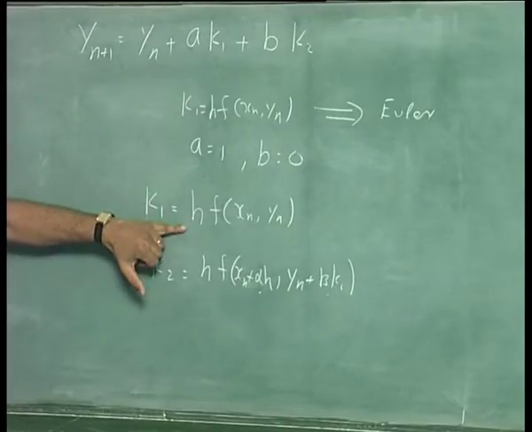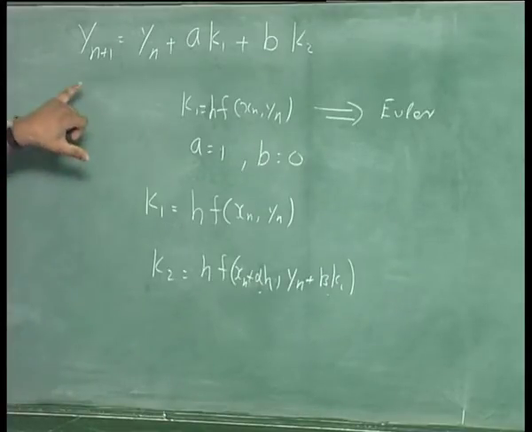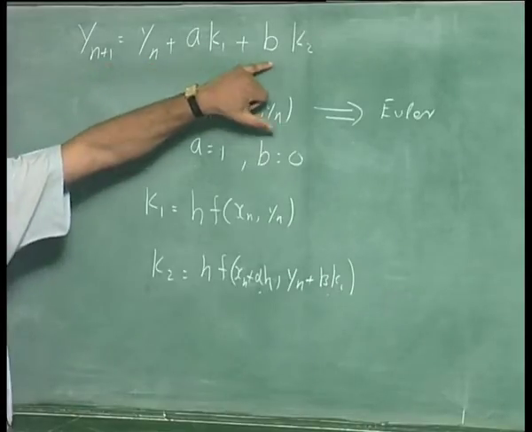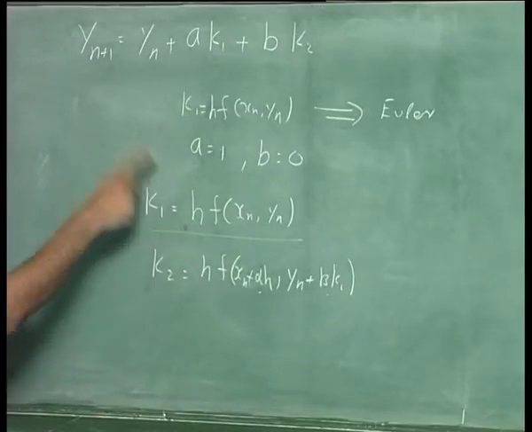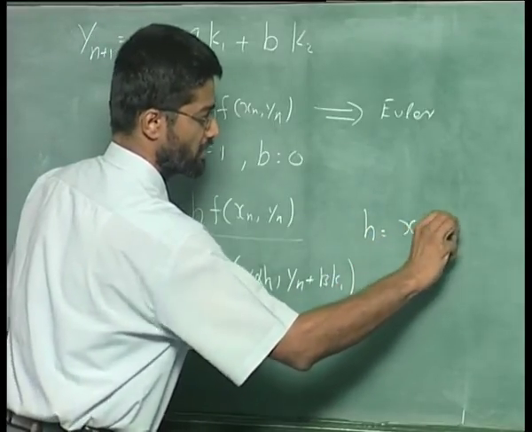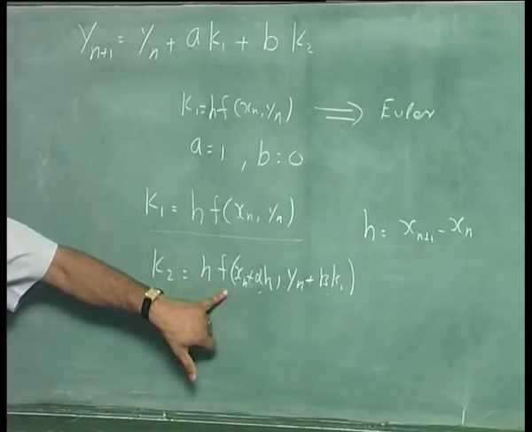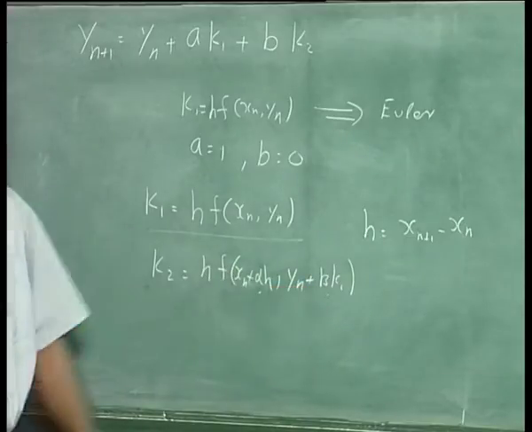In the general case of the second order Runge-Kutta, we write y n plus 1, the next value of y, as y n plus a k 1 plus b k 2, with k 1 as a function of this form. h is the interval between x n plus 1 and x n. So remember, h is x n plus 1 minus x n, and k 1 is h times the function value at x n, y n, and k 2 is h times the function value evaluated at x n plus alpha h, y n plus beta k 1.